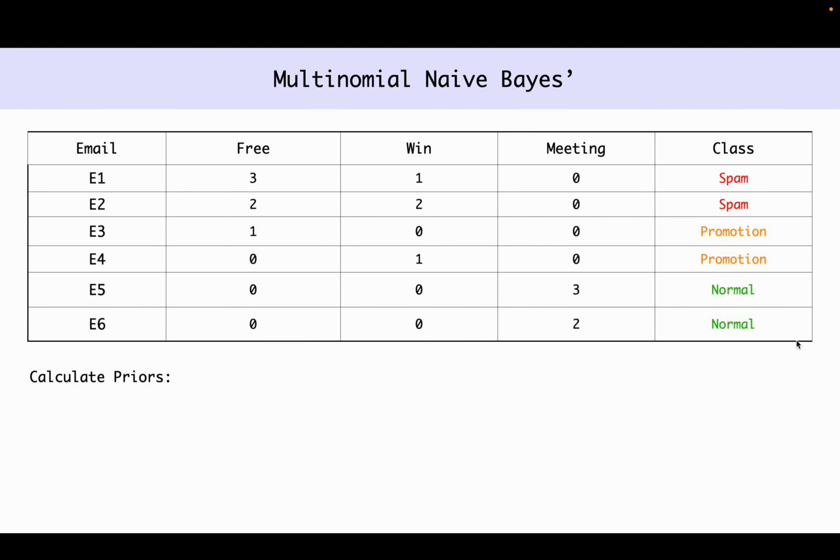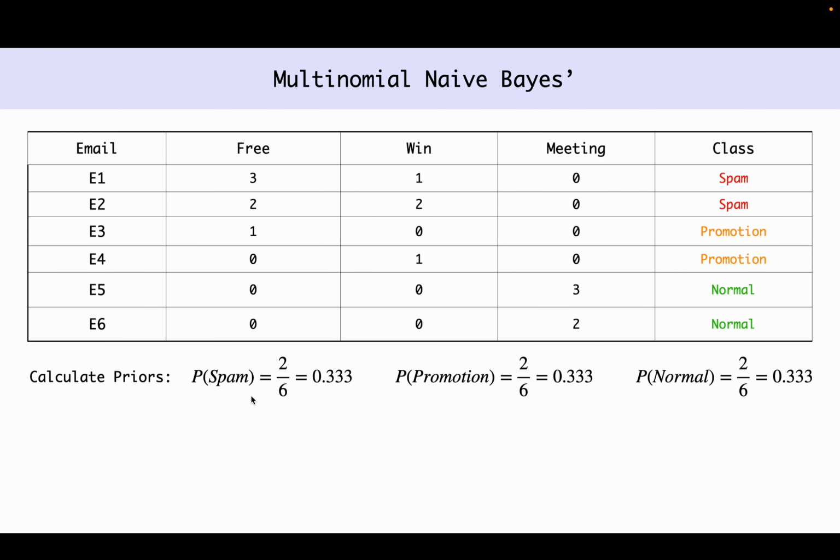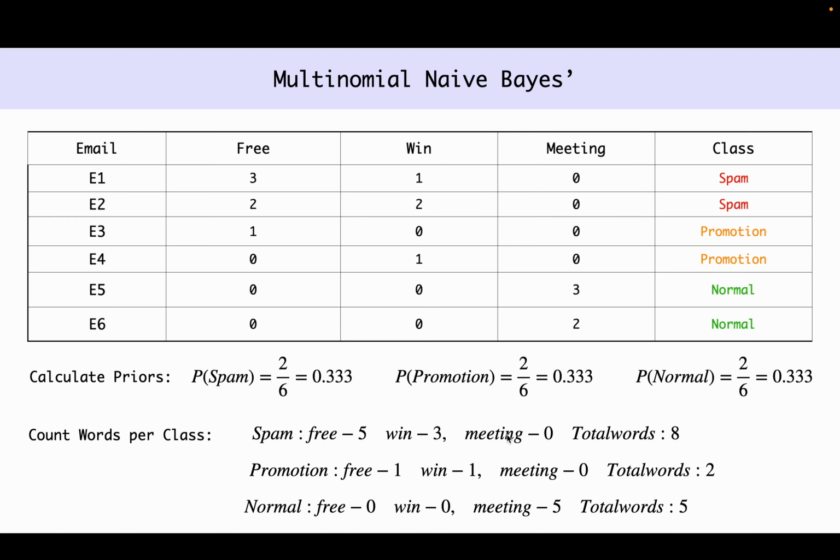In multinomial naive Bayes, we also compute the priors. This is how the priors will look. There are 6 emails. Out of that, 2 emails belong to spam, 2 belong to promotion, and 2 belong to normal. So the priors are all equal here. Next, we count the words per class. For example, for spam mails, there are a total of 8 words. Of those, 5 words are free, 3 words are win, and there is no word meeting. In this way we compute for promotion and also normal.